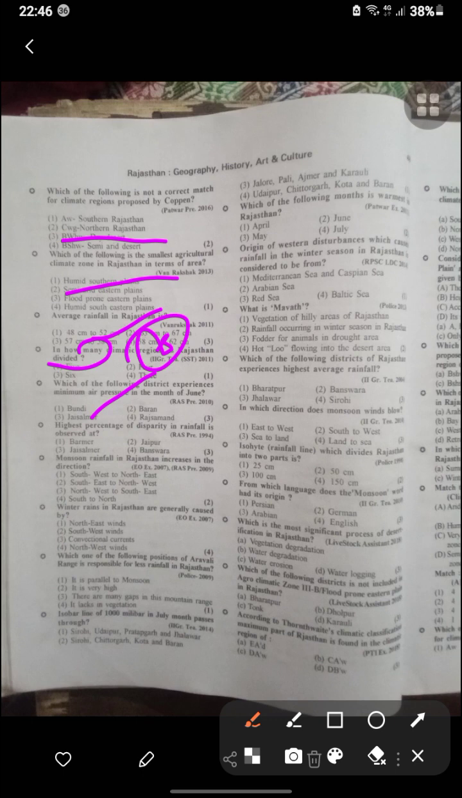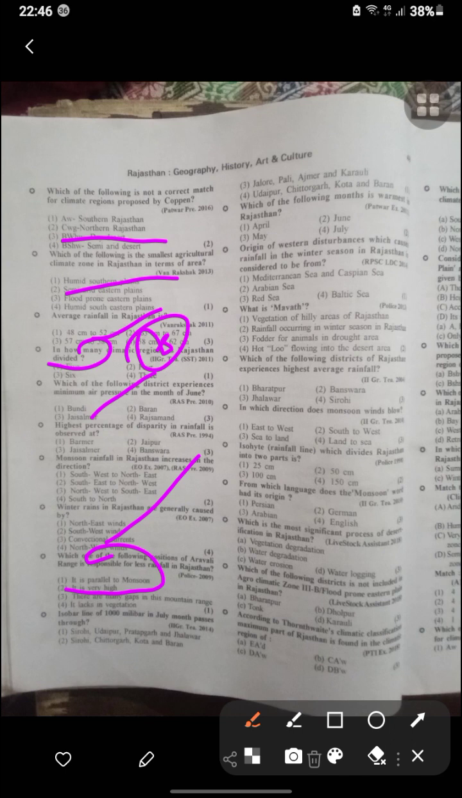Monsoon rainfall in Rajasthan increases in the direction of southeast to northwest. Winter rain in Rajasthan is generally caused by the northwestern wind. North and western wind, that was the winter rain. In which position is the Aravalli range responsible for less rainfall, being parallel to the monsoon? Isobar line of 1000 millibar. That was Sirohi, Udaipur, Pratapgarh and Jhalawar.